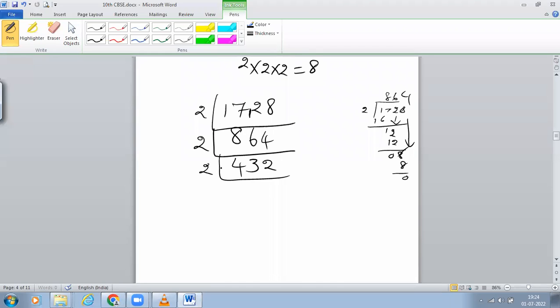Now again dividing by 2. So 2 2s are 4. In 3, 2 goes up, 2 1s are 2. 3 minus 2 is 1. We have to put this 1 here. Now it is 12. In 12, 2 6s are 12. Again, it is an even number ending with 6. Now we have to divide it by 2.